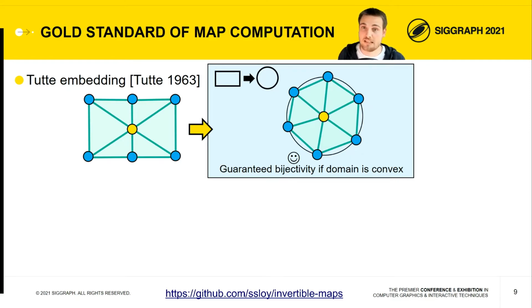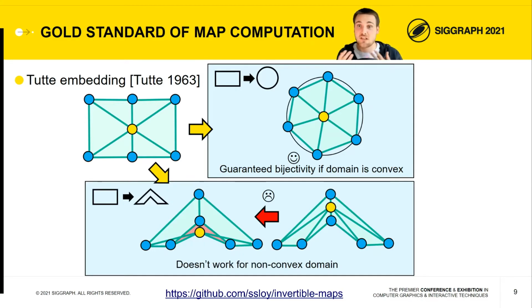What we have is that if the boundary domain is convex, then we are guaranteed to obtain a good mapping. The issue is that if it is not convex, we don't have any guarantees. And even worse, we can go from a mapping that is valid, use the Tutte embedding, and obtain an inverted mapping. Another issue is that it doesn't translate to 3D.